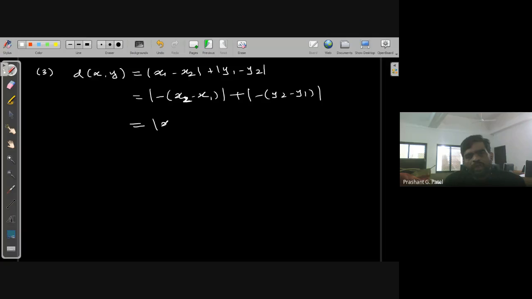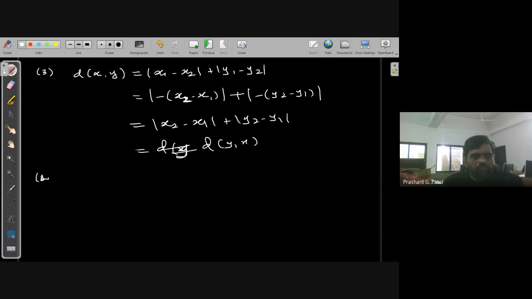So this will be |x2 - x1| + |y2 - y1|, and hence this will be d of (y, x). So the third condition, that is the symmetry, is true.